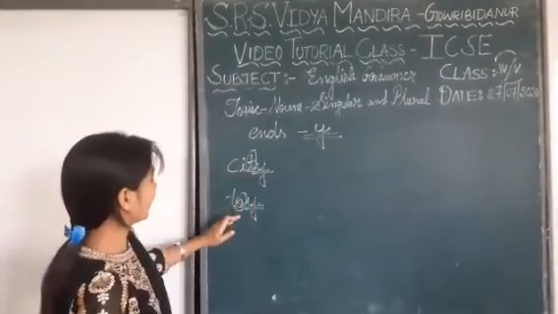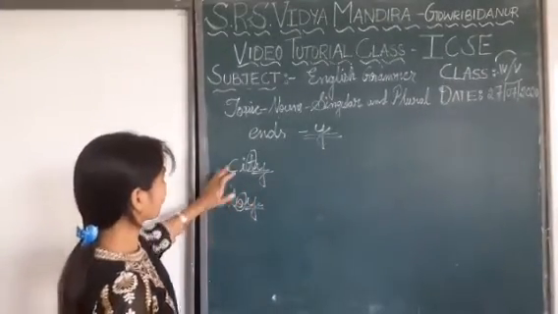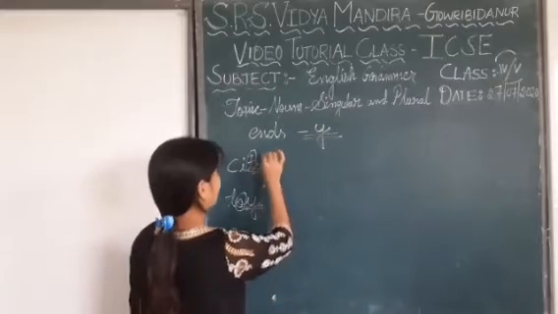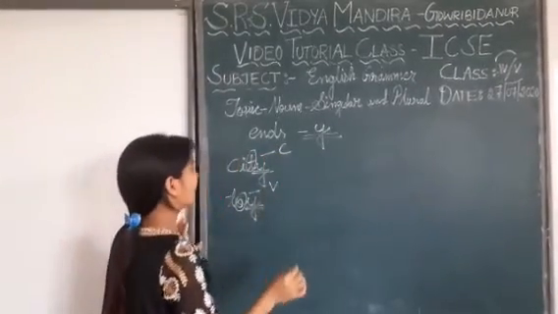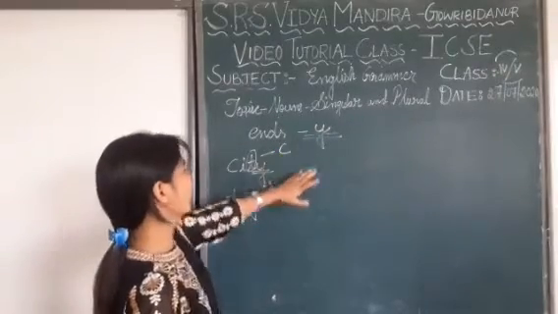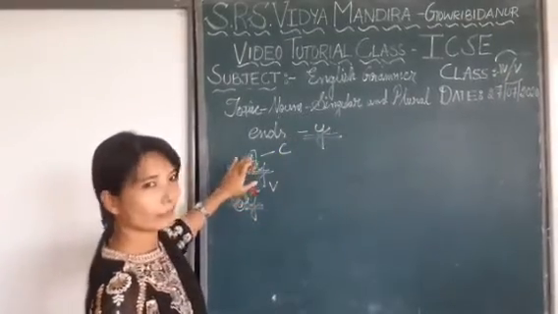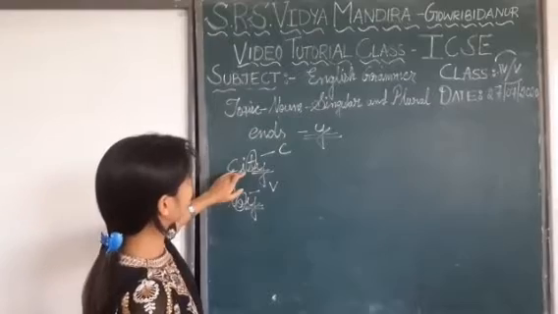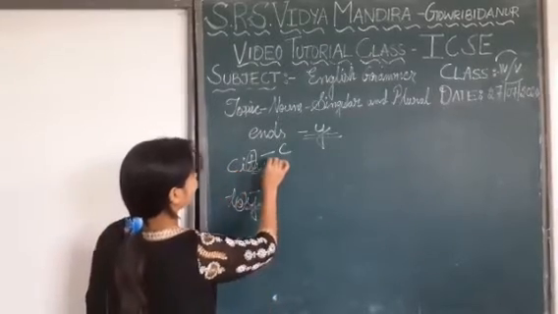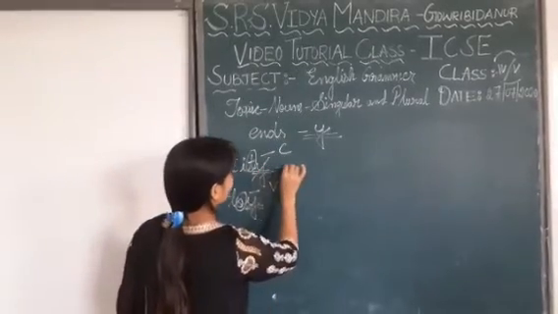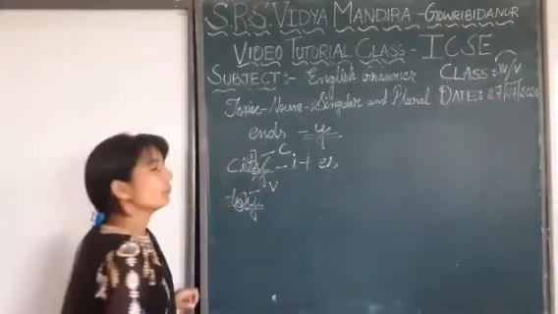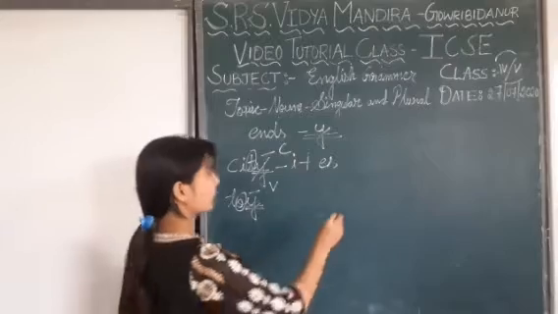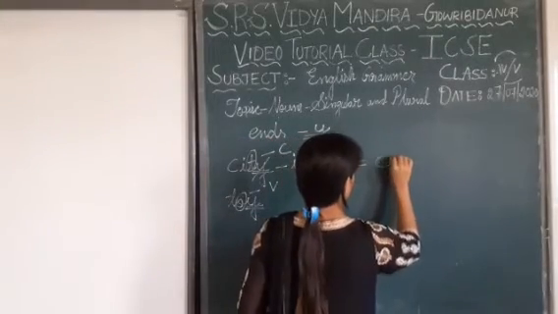So t is a consonant and o is a vowel. According to the rule, when the word ends with y and before the y there is a consonant, you have to cut the y, change it into i and add es to change into plural form of the noun. So what comes the answer? City.